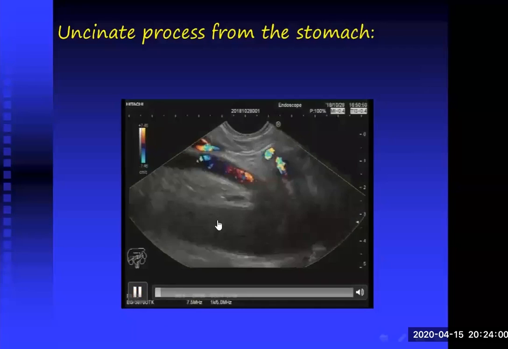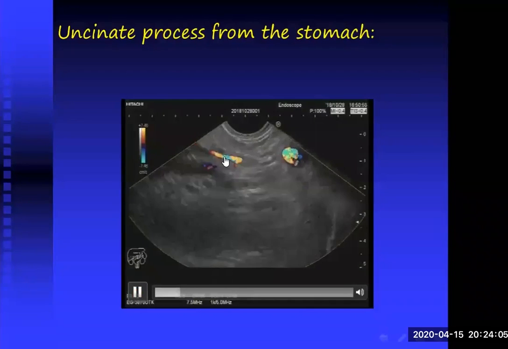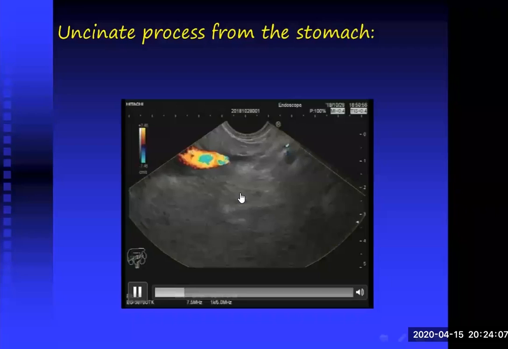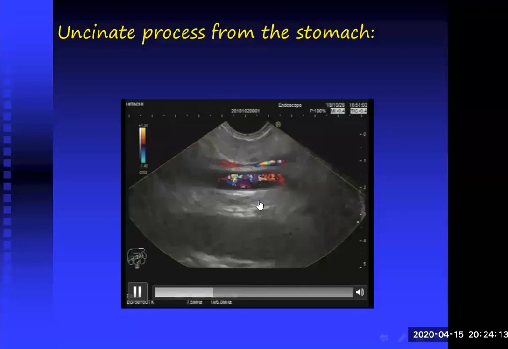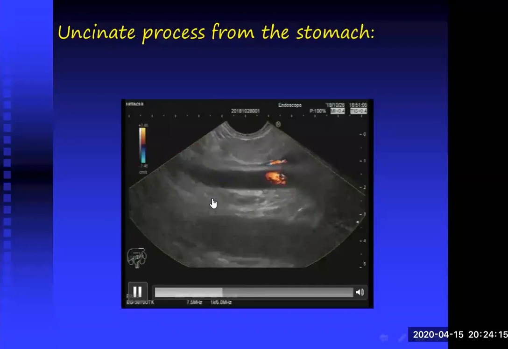This is the abdominal aorta, celiac, superior mesenteric artery, superior mesenteric vein, and part of the pancreatic tissue in between the abdominal aorta and the superior mesenteric vessels, artery and vein. This part is the uncinate process mass.